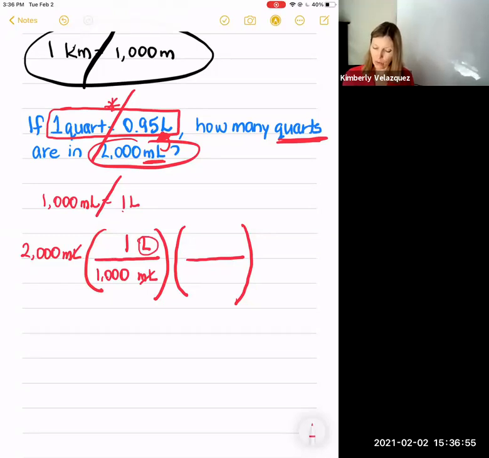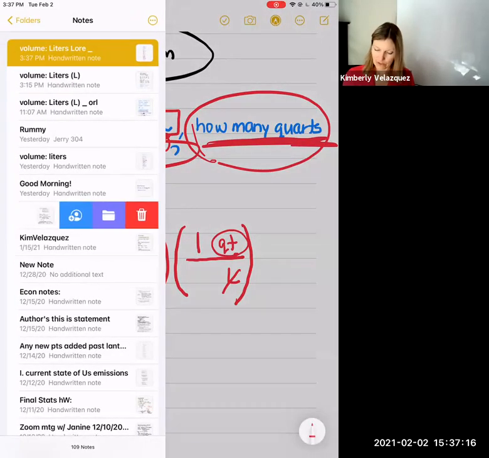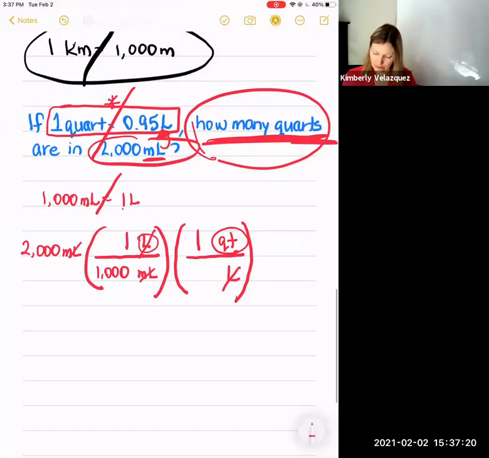I want how many quarts? So if I'm trying to cancel out liters, my liters need to go on the bottom and my quarts need to go on the top. Liters divided by liters cancels out, and now I'm in quarts, and this says how many quarts. Okay, now I'm in the right units. I just have to write in my numbers. 1 quart, 0.95 liters.